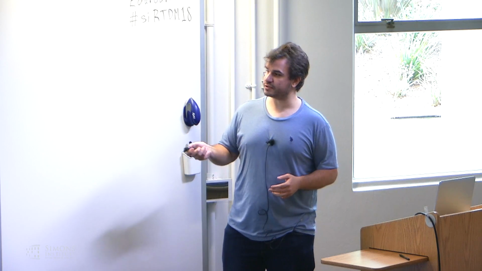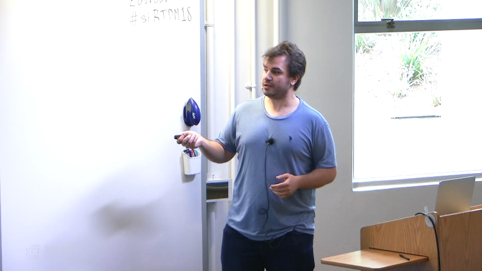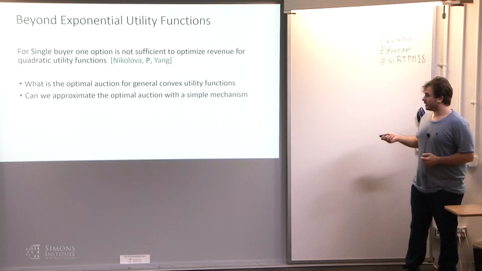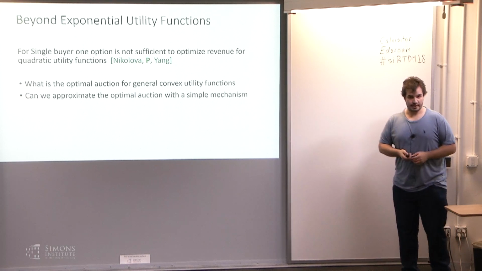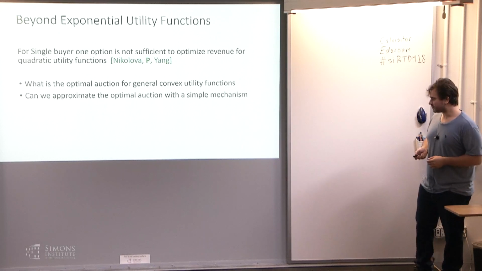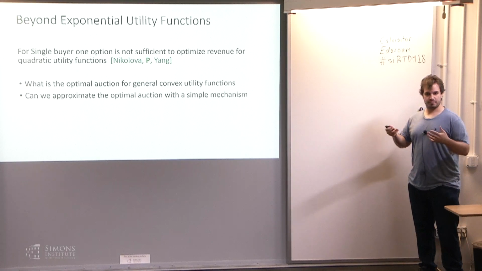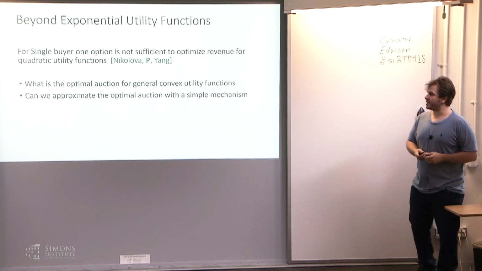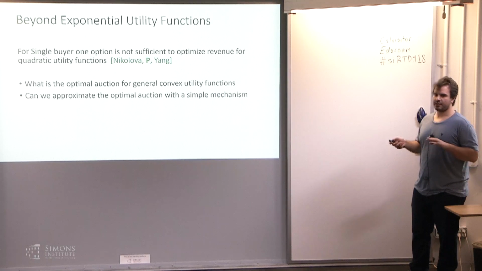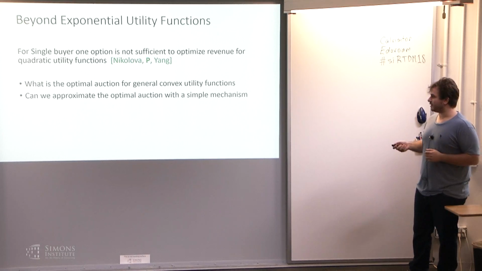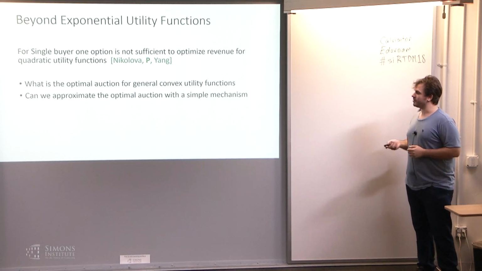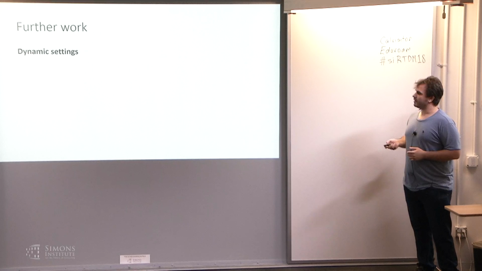So there's still an open question of what is the optimal auction for general convex utility functions, and if this happened to be very complicated, can we approximate it with an optimal mechanism? Now I'm concluding with these two interesting cases that I showed you about how we can exploit risk behavior in auctions, and I want to finish with three directions that I think are interesting to study in this topic, and generally, if someone is interested in using behavioral assumptions in some sort of an algorithm problem, are the following.